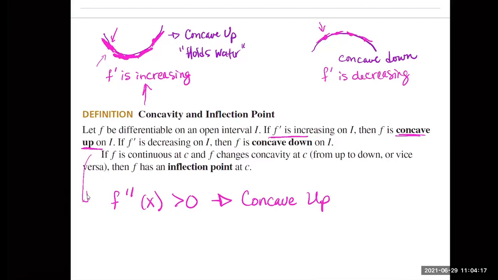And where the first derivative is decreasing, that means that the second derivative is negative, that's where our function is concave down. So any questions or comments about that before we go on?